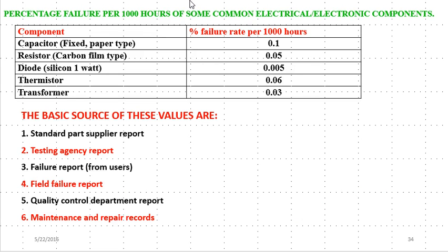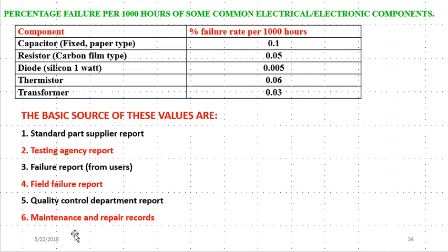So the percentage failure rate per 1000 hours of some components, as I told you, the failure rate is constant for different components, and the values of some components are given here. That of a capacitor, fixed value capacitor, is 0.1% per 1000 hours. For the resistor, carbon film type, it is 0.05, for diode is 0.005, for thermistor is 0.06, and for transformer is 0.03. Now, how do we get these values for different components?